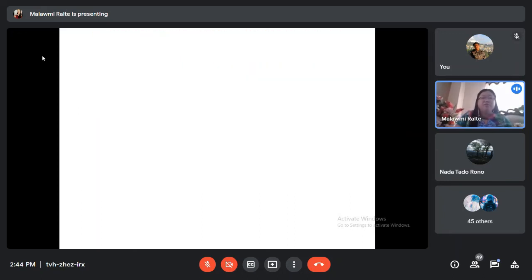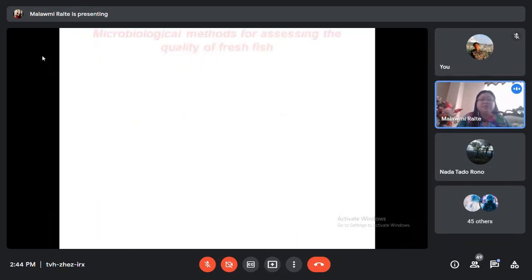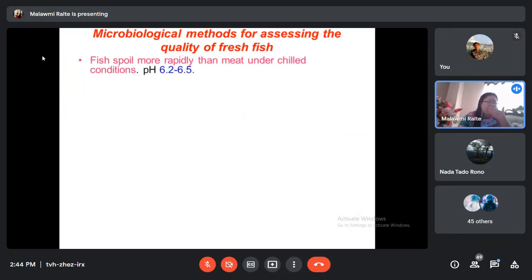If you want to see more detail, you can browse the internet for all these methods. We'll not go deeper. If you know the names, this is enough. Now we'll go to the microbiological quality methods for assessing the quality of fresh fish.